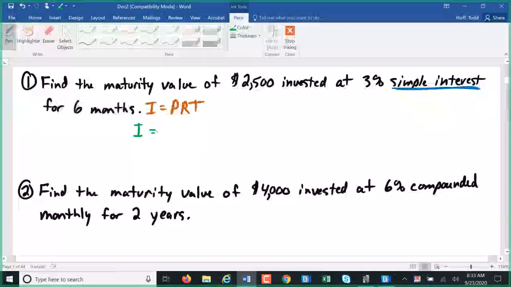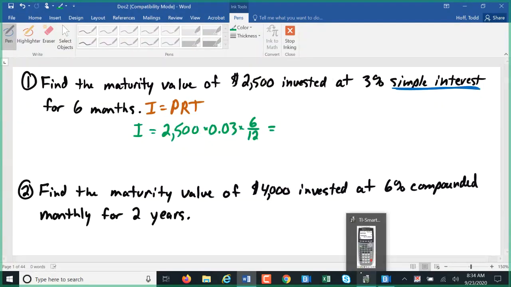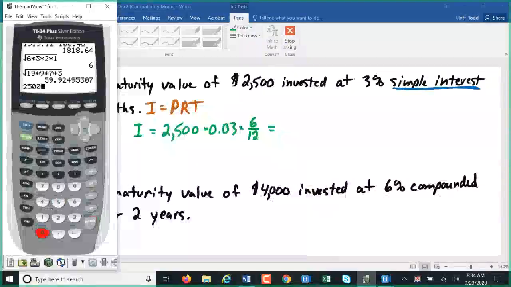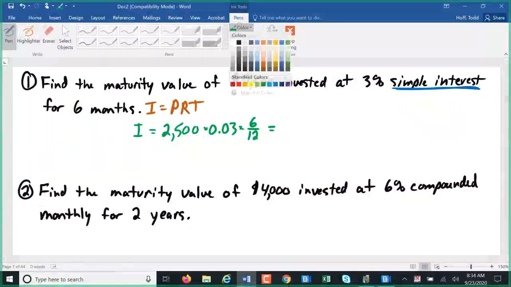So to find the amount of interest, we have our principal here of $2,500 times our rate, 3%. That has to be written as a decimal to be a rate, so 0.03. And our time is 6 months. Well, remember we said time is always given in years. So 6 months is 6/12 or 1/2 of a year, however you prefer to write it. That should give us $37.50. And it does.